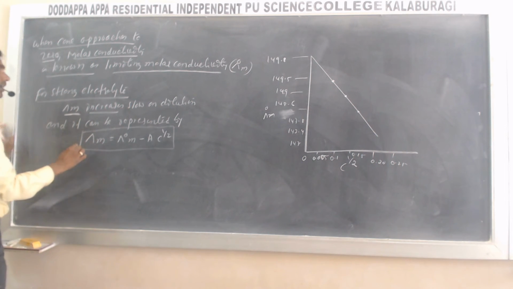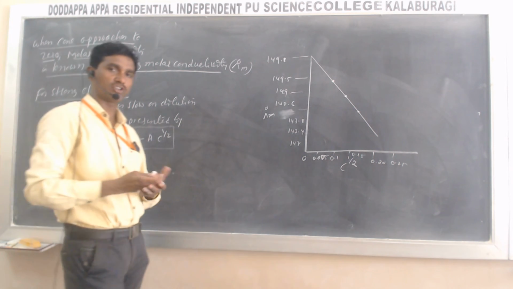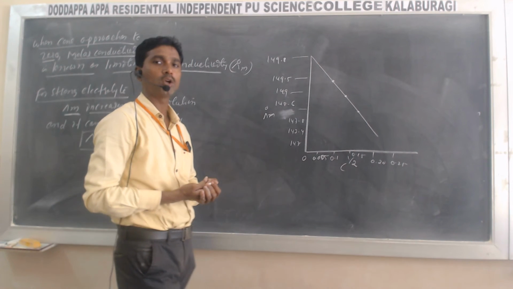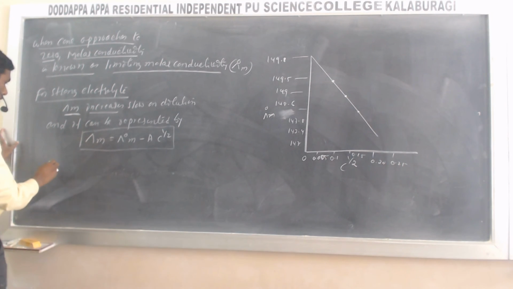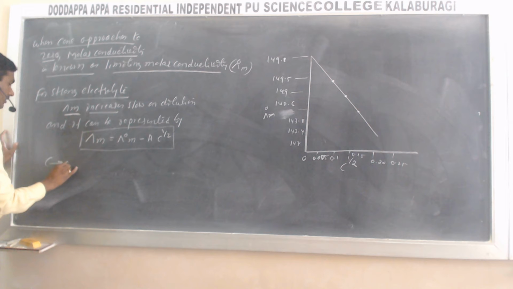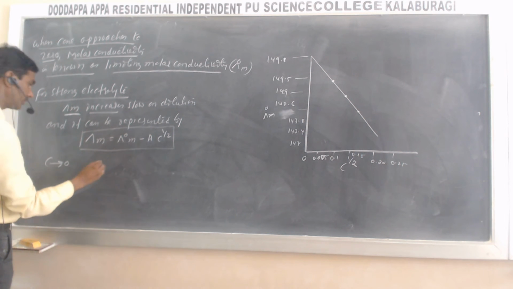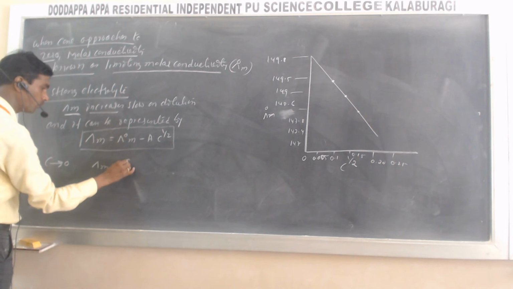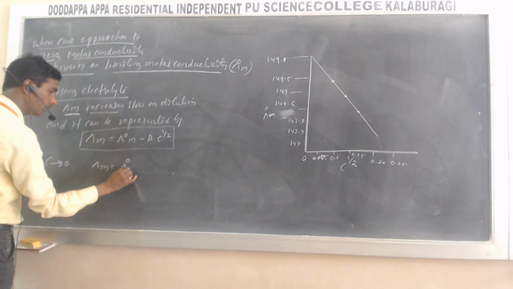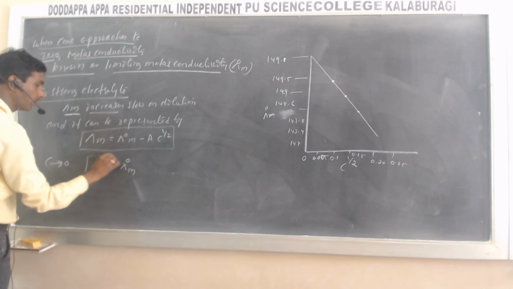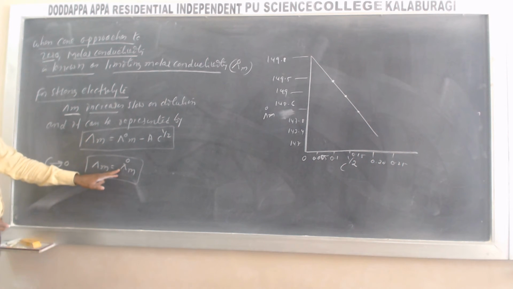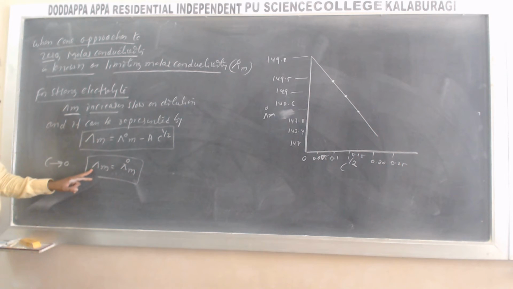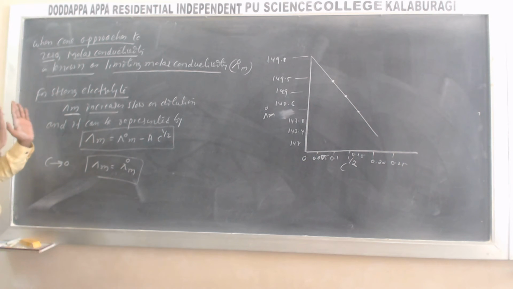This is called the Debye-Hückel-Onsager equation. When concentration tends to 0, the molar conductance equals the limiting molar conductance. Lambda naught m is called limiting molar conductance, and lambda m is the molar conductance.